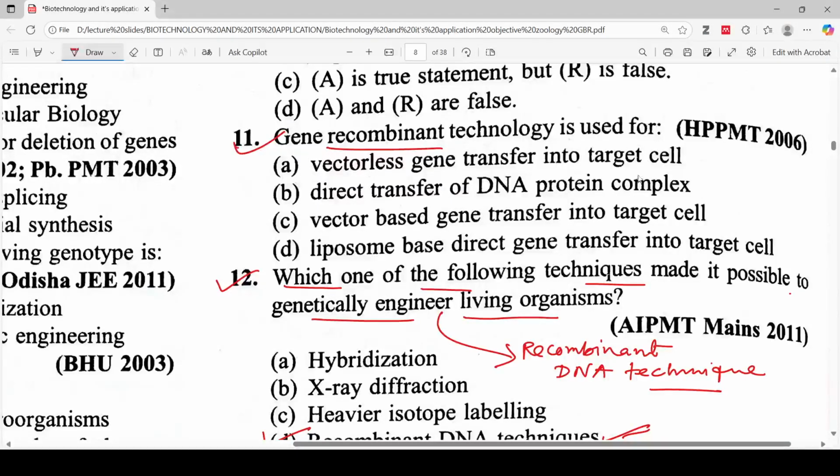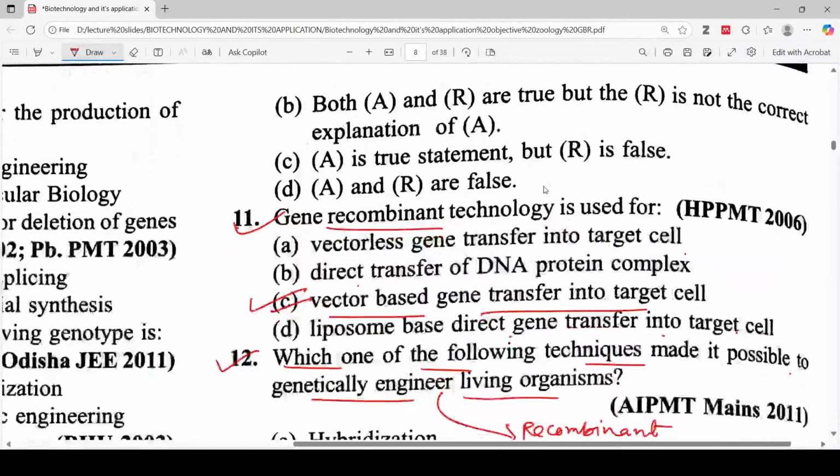Next question. So gene recombinant technology is used for option A, vectorless gene transfer into the target cell; option B, direct transfer of DNA protein complex; option C, vector-based gene transfer into target cell; option D, liposomes-based direct gene transfer into the target cell. So the correct answer is option C.